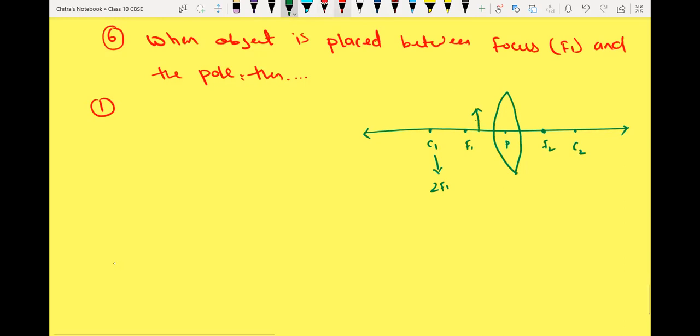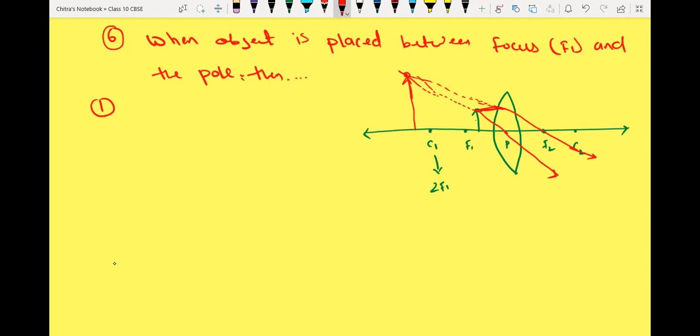Like this. So I'm just drawing one light ray, it is parallel to the principal axis. After refraction, it will pass through the focus like this. And one light ray will pass through the pole like this. If we draw the back side, they are going to intersect over here. So the image will form over here, on the same side of the object.